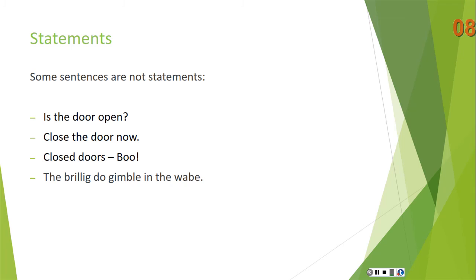So how about this one? The brillig do gimble in the wabe. That's a nonsense sentence. It's not true. It's not false. It's not capable of being true or false. Unless you sort of define those terms, brillig, gimble, wabe, and then maybe it would be true or false, but then it'd no longer be a nonsense statement.